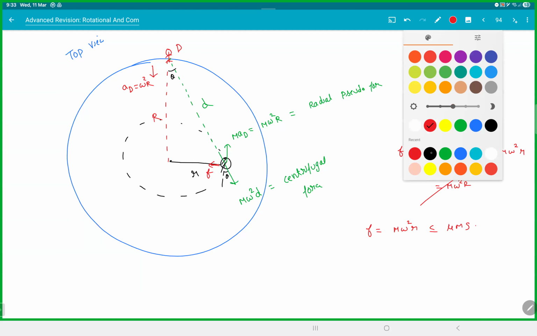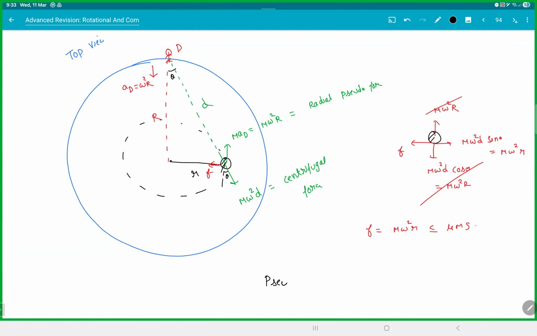So what is the pseudo force again? The net pseudo force is always M omega square r away from center. Is the concept clear?